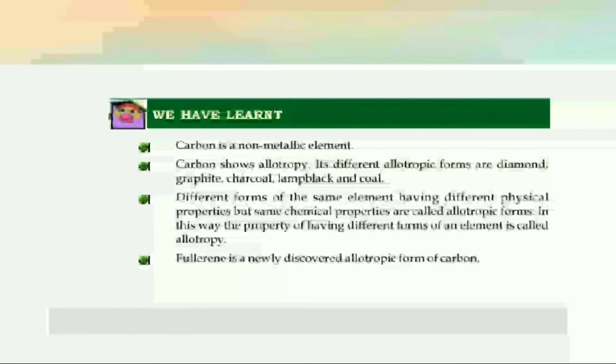And now, students, at the end of this chapter we have learned carbon is a non-metallic element. It is a non-metal. Carbon shows allotropy, that means carbon is present in different physical forms like diamond, graphite, coal, kajal, and different forms of the same element having different physical properties but the same chemical properties are called allotropic forms. In this way, the property of having different forms of an element is called allotropy.